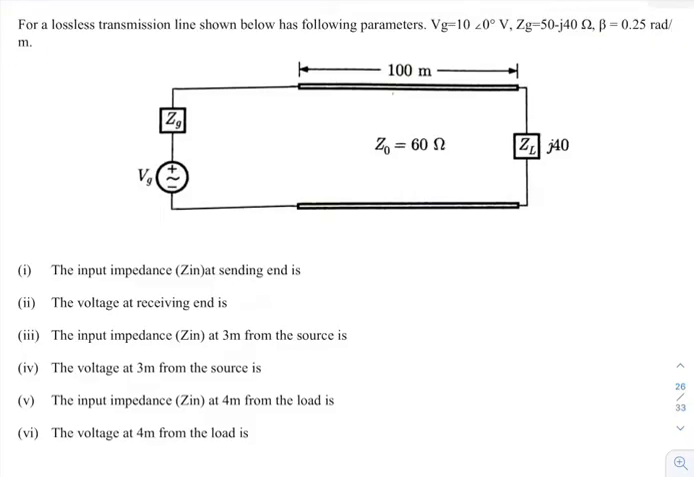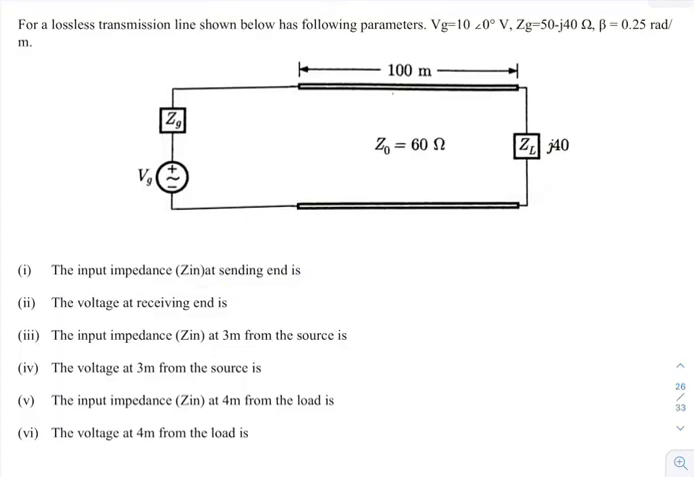The question is to find the input impedance at the sending end, the voltage at the receiving end, the input impedance at 3 meters from the source, the voltage at 3 meters from the source, the input impedance at 4 meters from the load, and the voltage at 4 meters from the load. Let's start with the first question, the input impedance at the sending end.